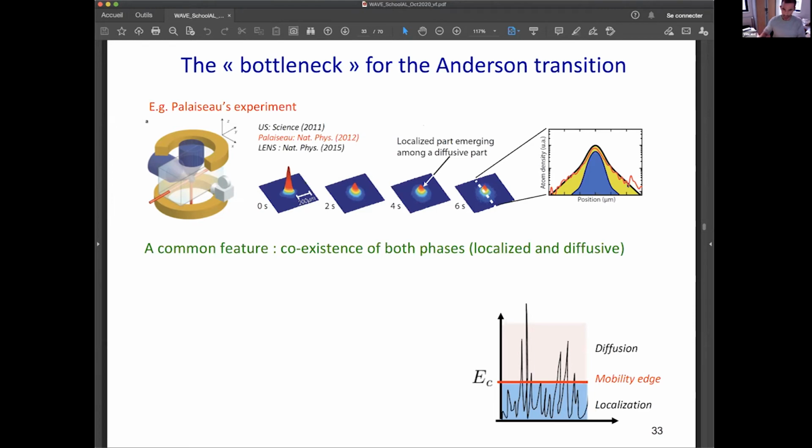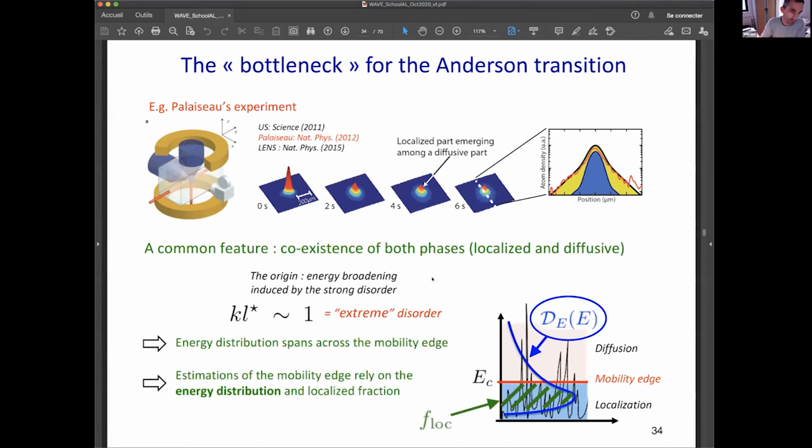on our system. So the key point is that instead of having only diffusion or only localization and trying to pinpoint the mobility edge, when we enter the strong disorder regime, we have the coexistence of both phases at the same time. The way we interpret our data is that there is a part which is localized and a part which is diffusive. And the way this is happening is not so easy, it is difficult to understand.